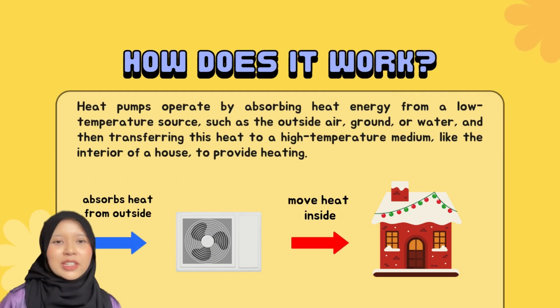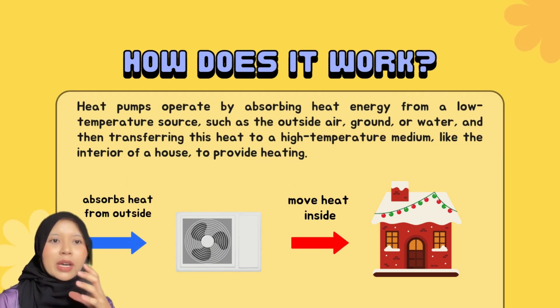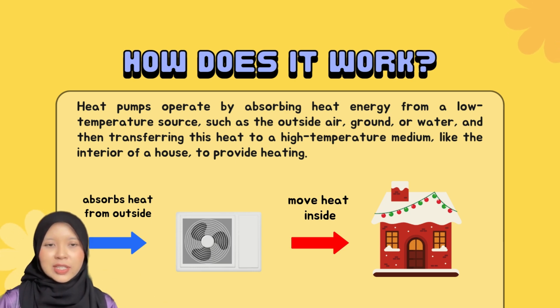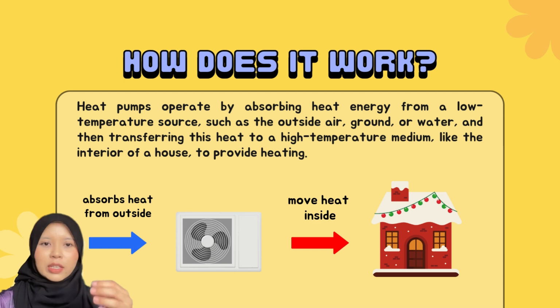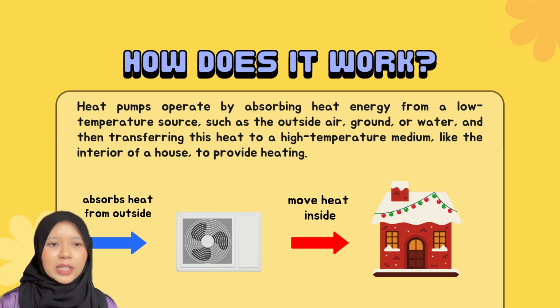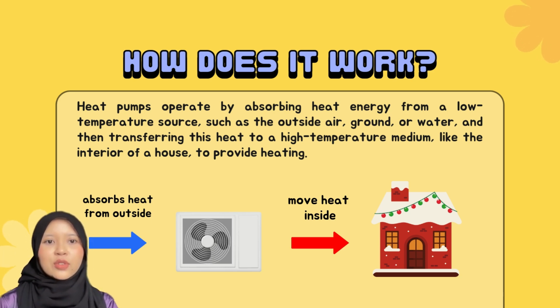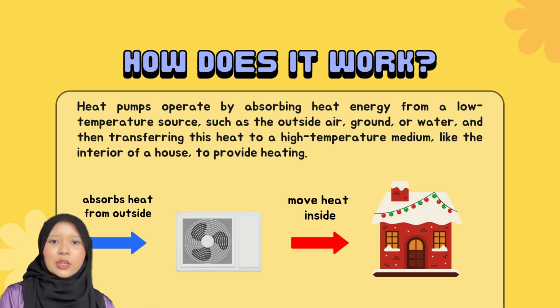So how does a heat pump actually work? A heat pump operates by absorbing heat energy from a low temperature source such as outside air, ground and water, and then transfers this heat to a high temperature medium like the interior of a house to provide heating. As you can see in the diagram in this slide, if we place a refrigerator with its door open to the cold outside air during winter, the refrigerator absorbs heat from the chilly outside air and rejects this heat inside a house through its coils. This process illustrates the fundamental working principle of a heat pump, where heat is effectively transferred from a colder region to a warmer one.